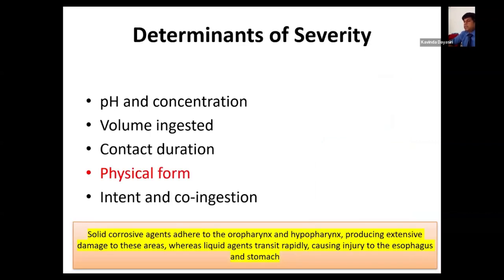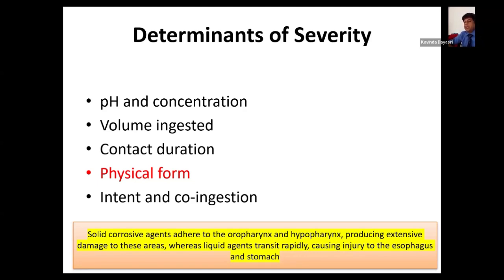What factors determine the severity? pH. So pH is very crucial. Some of the acids have a negative pH, so they are very acidic. The lower the pH, the higher the acidity, and the higher the pH, the higher the alkalinity. So the pH matters, as well as the concentration. Highly concentrated acids and alkali have the potential to cause more harm. The volume ingested, the duration of contact, and the physical form matter too.